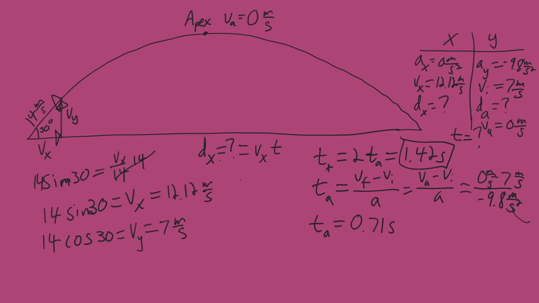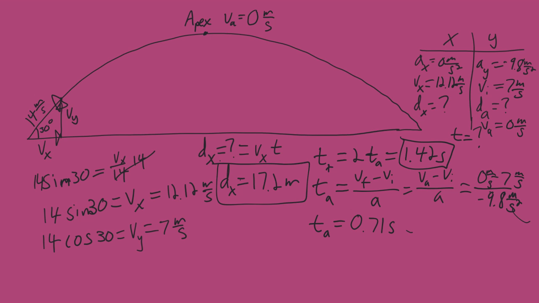And since we now have this, we can then plug it back into our initial equation for distance in the x direction. So that's going to be 12.12 times 1.42. Take a moment to solve. And you should get a horizontal distance of 17.2 meters.